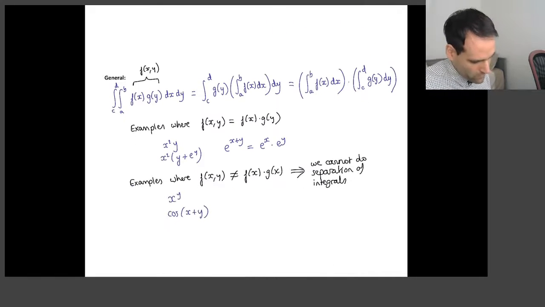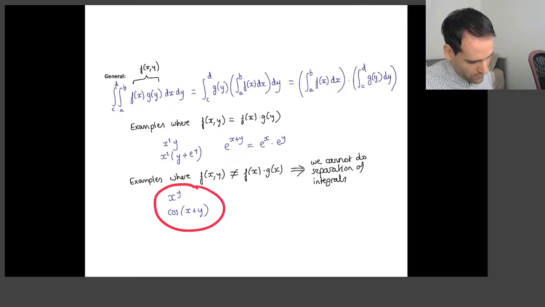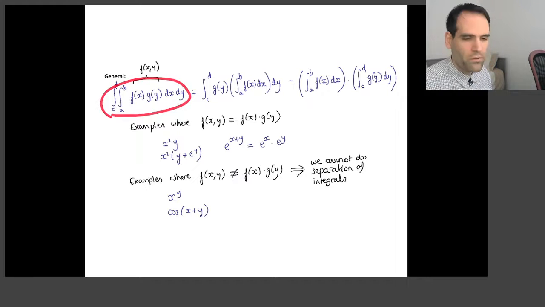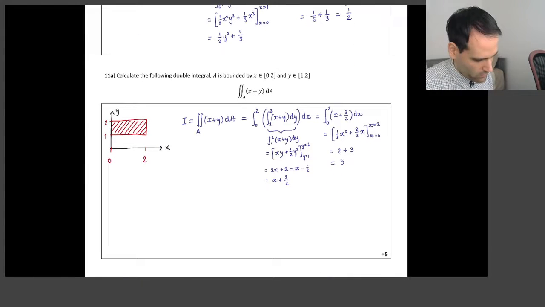If you cannot separate the function into a function of x times a function of y, oops, sorry, this should be y, of course. If you cannot do this, then how do you calculate the integrals? Then you just do the iterated integrals as we were doing in the previous examples. So it's one integral first and the other integral outside, okay?